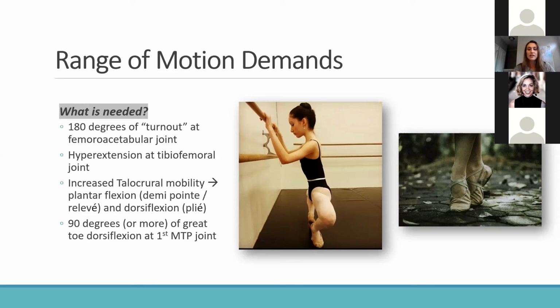Another one, and as you can see in the second picture, we want to see 90 degrees or more of great toe dorsiflexion at the first MTP joint. We only need 60 degrees to successfully perform gait, but we need 90 or more to actually be up on that releve position.